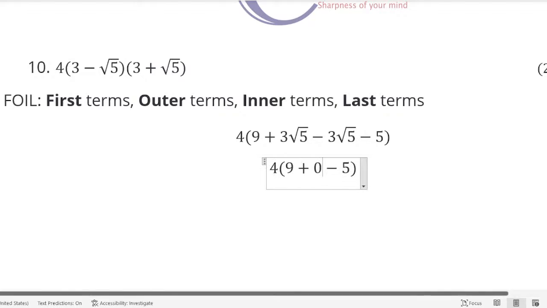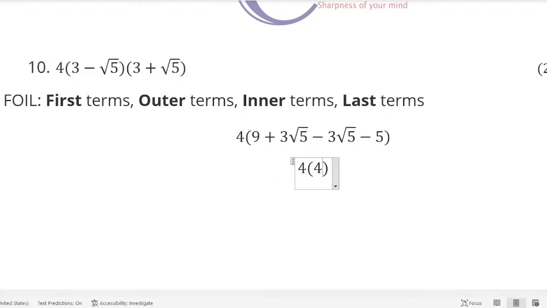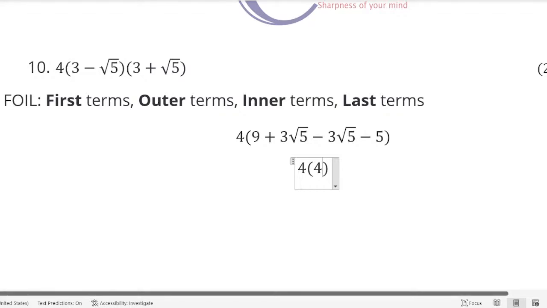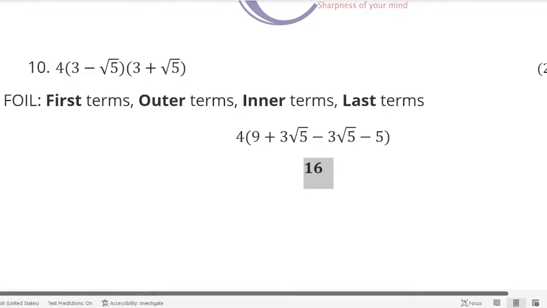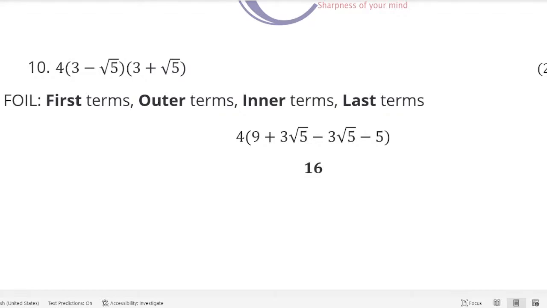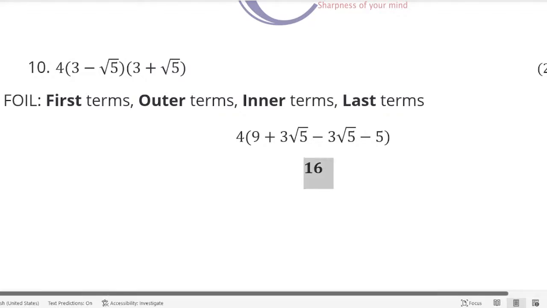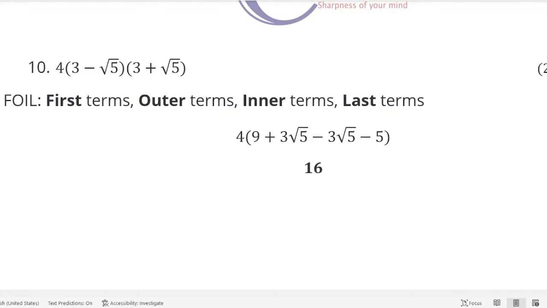Then 9 minus 5. What is 9 minus 5? 9 minus 5 is 4, right? Then 4 multiplied by 4, the answer will be 16. So our answer here will be 16, right? Remember, you are free to ask questions if you don't understand or if you want me to clarify.